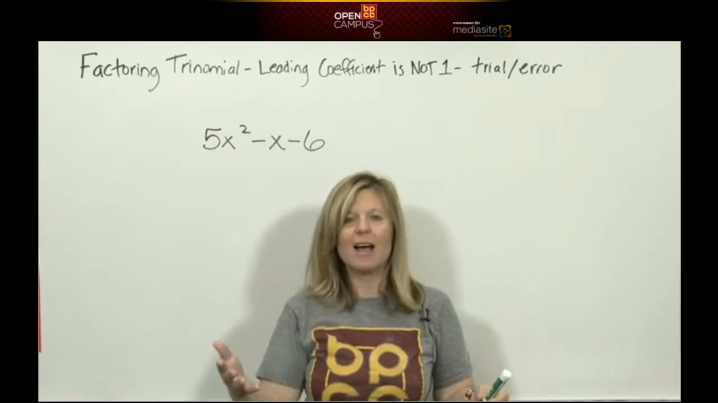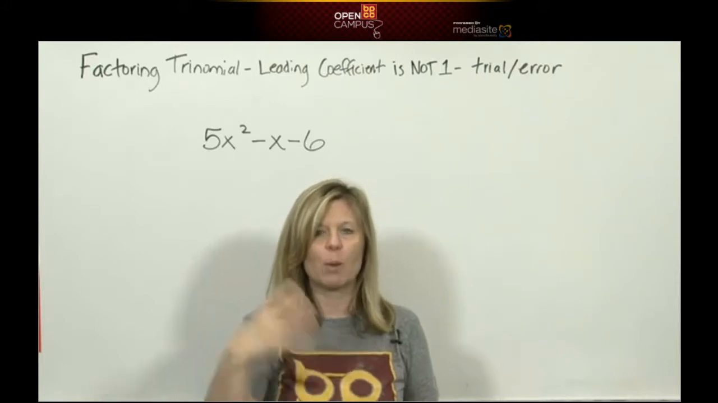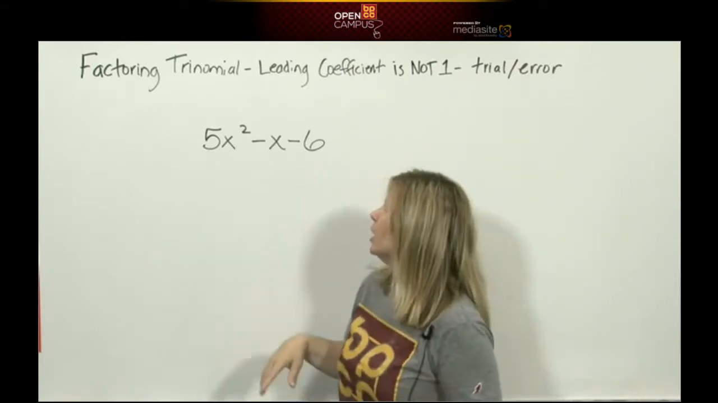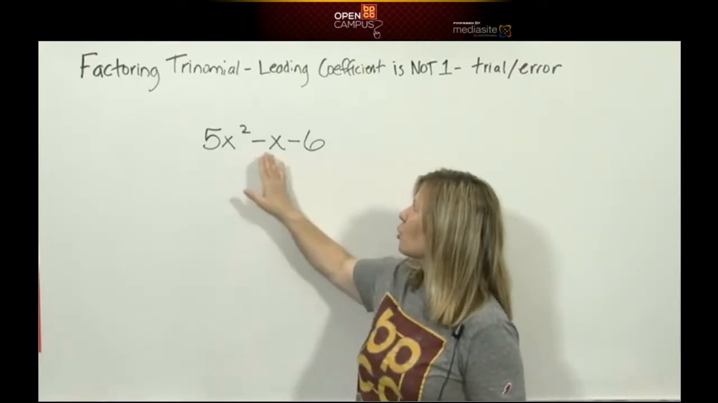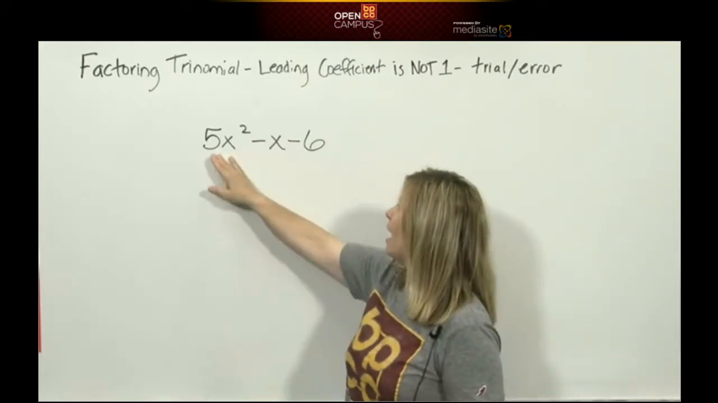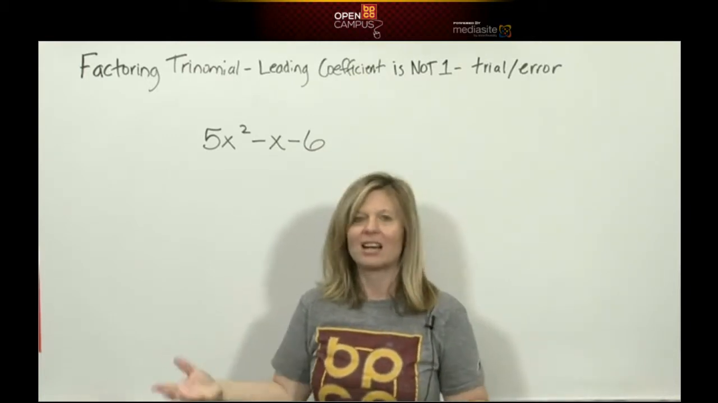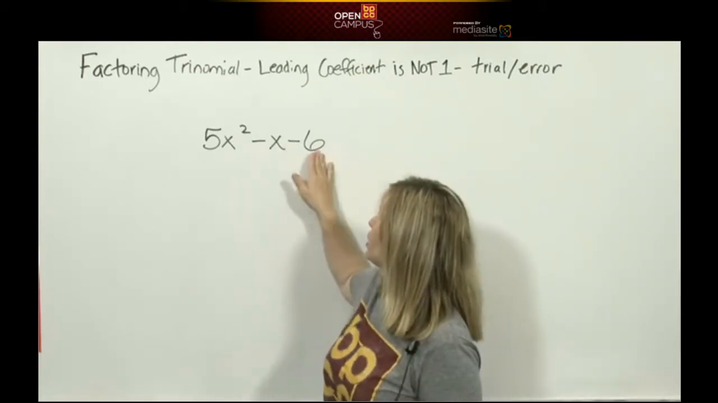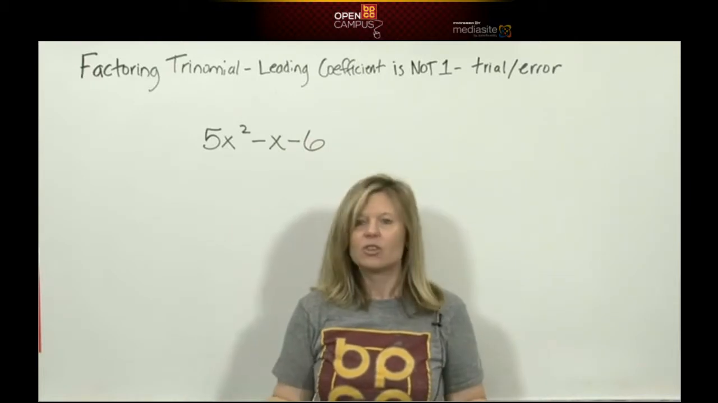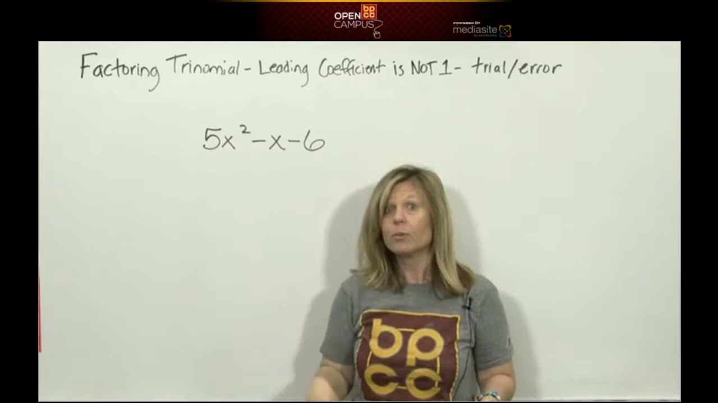So the first rule of factoring is always GCF. If there's something in common with all the terms, we're supposed to divide it out. So if we look, does 5x squared, x, and 6 have something in common? Well, 5, negative 1, and 6 can only be divided by 1, and that's not going to change. All 3 terms do not have the letter x, so we can't do that. So there is no GCF, okay?